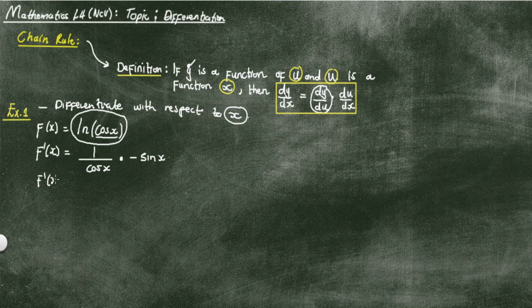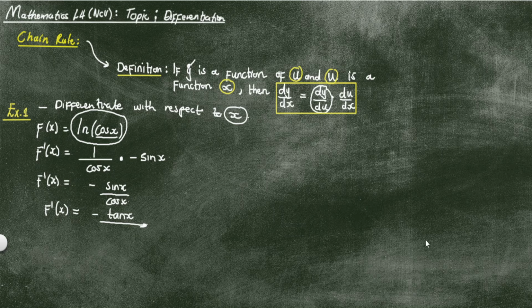So we're going to simplify this a bit further. We're going to have f prime of x is equal to minus sine x over cos x. Dividing these two, we know that this is the identity for tan, so it's going to be minus tan x. So this is the derivative, okay?